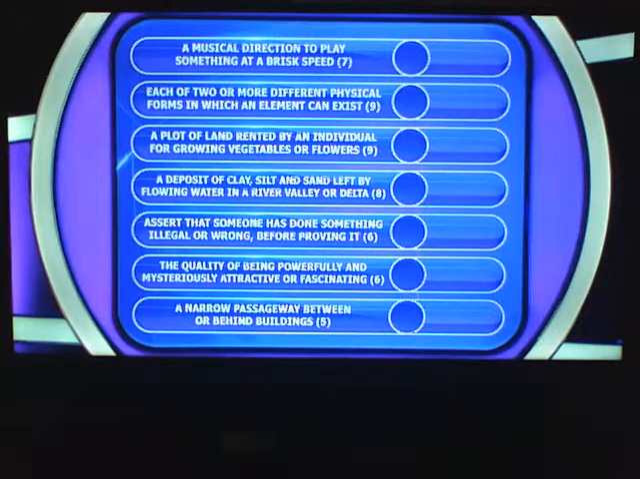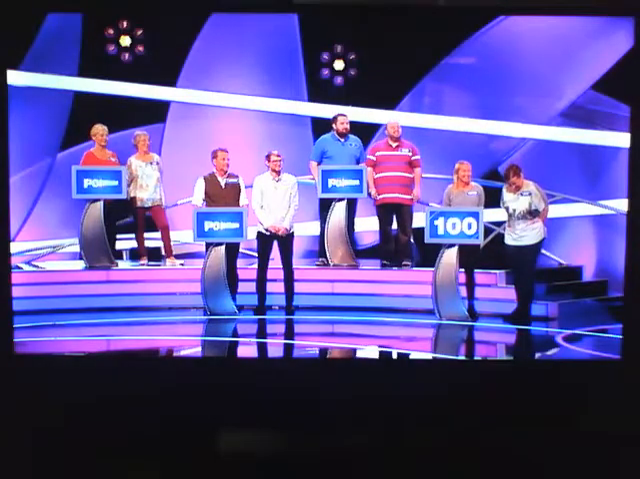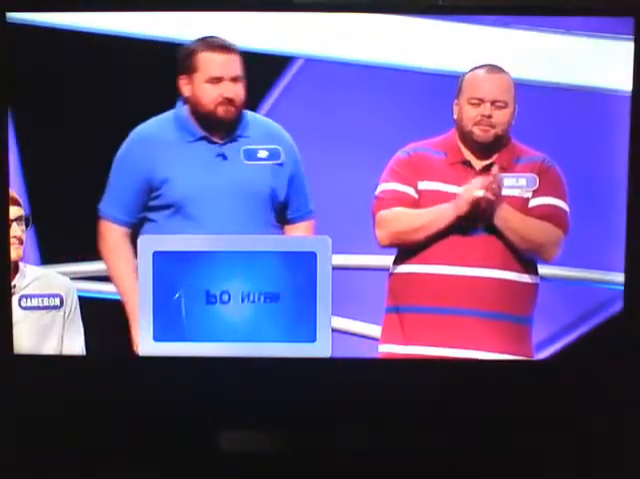I'm going to go for the same, assert that someone has done something illegal or wrong before proving it, and allege. Allege, says JP. Ah, says Sophie. Let's see how many of our 100 people said allege. I'm afraid it is, Sophie. And down it goes to 46. 46 for allege, not bad.